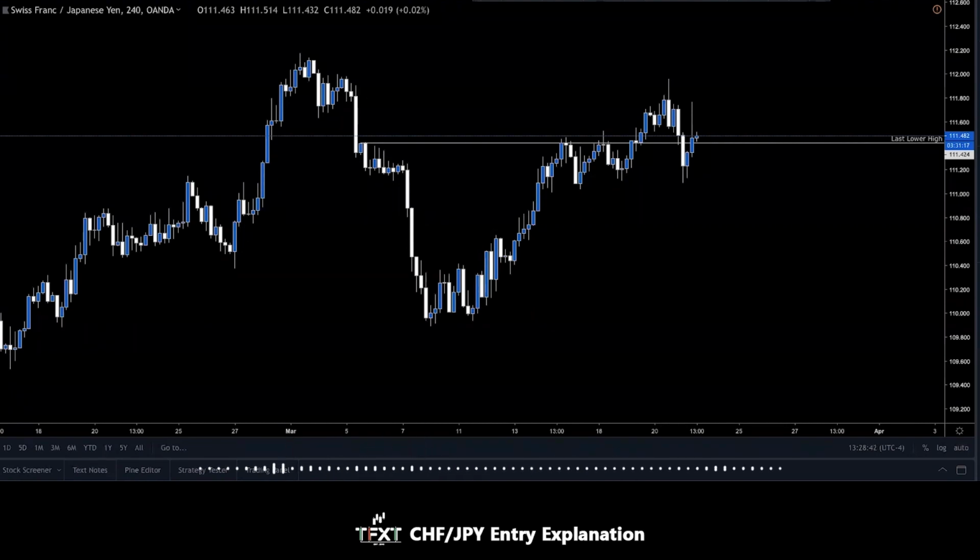And last but not least, legends, CHF JPY to finish us off. This was the second trade of this current week after taking the loss on USD CAD, which actually took the bag home for us and allowed us to finish still profitable on the week. And so let's get into the reasons why I took the trade.